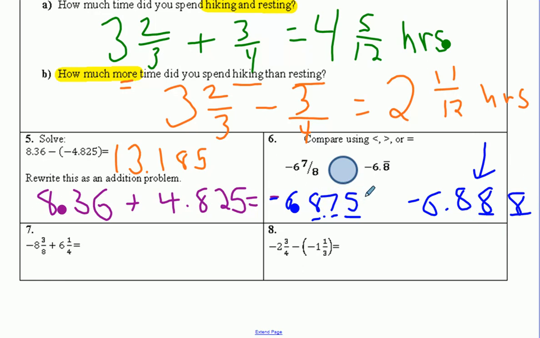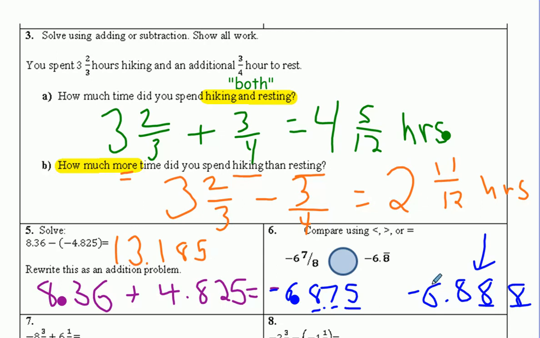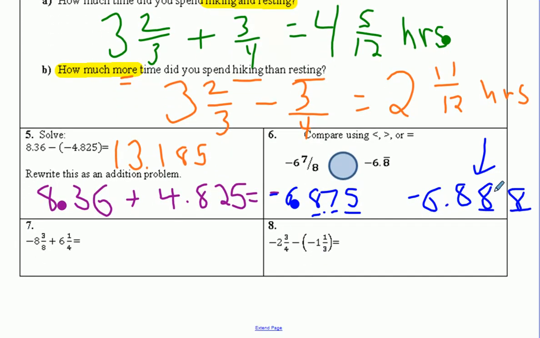But wait, we're talking about negative numbers. And if you remember from the last talking about comparing, when I have a large negative number, it's actually smaller than a smaller negative number. So that means that this guy is actually smaller. So negatives are like backwards. So I have to write a greater than sign. So be careful with that, especially on your quiz in a few minutes.